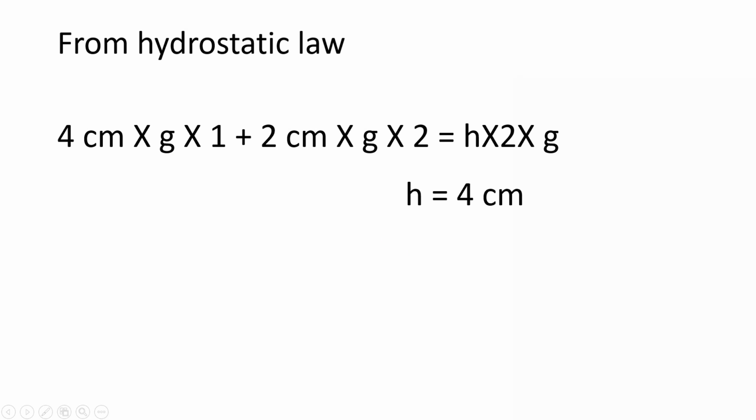So here 4 centimeter into g into 1 plus 2 centimeter into g into 2 for fluid B is equal to h, which we want to calculate, into 2 into g. What is the meaning of 2? 2 is the specific gravity of fluid B, right? And g is the acceleration due to gravity. From this you can see g will be cancelled out from these terms, right? Then h is equal to 4 centimeter we get.